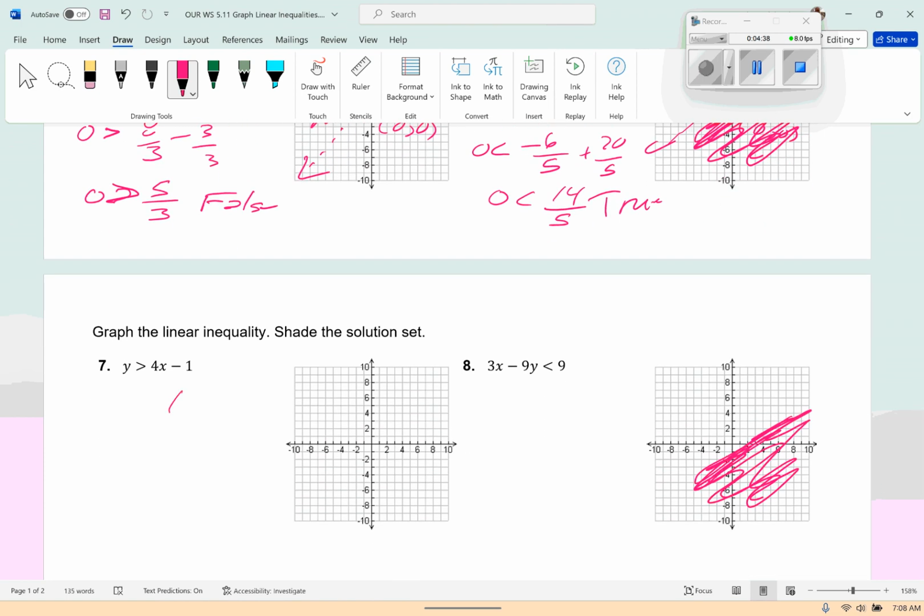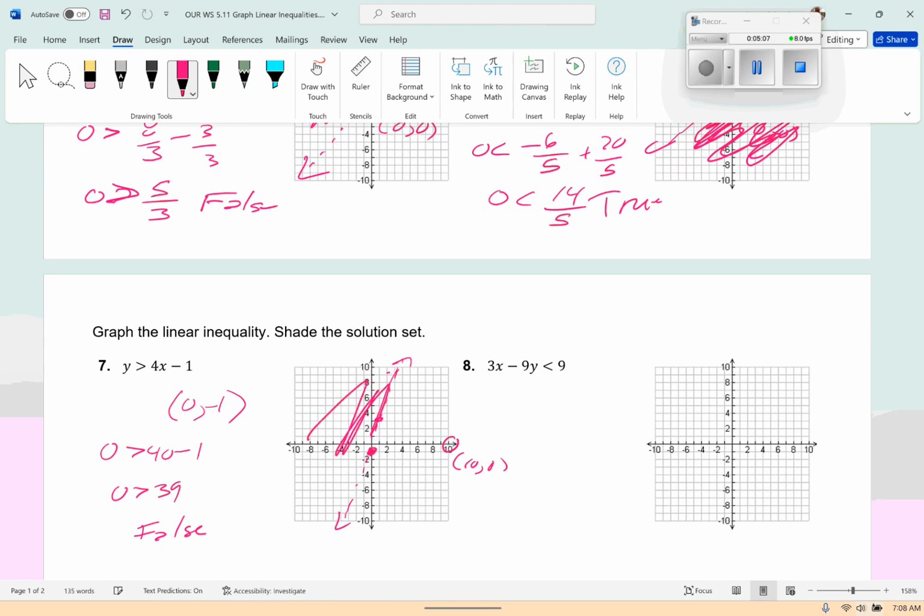Number 7, we have a y-intercept at 0, negative 1 down here. So I'm going to go up 4, right 1. And this is one that was really close. Oh, and it's dotted. So make it dotted. This is really, really close to that origin. So maybe I'll pick my test point to be 10 comma 0. So if I plug that in, I get 0 is greater than 40 minus 1, is 0 greater than 39? This is false. So we're going to shade this side of the line. We chose that because we were really close to 0, 0 when we graphed it.